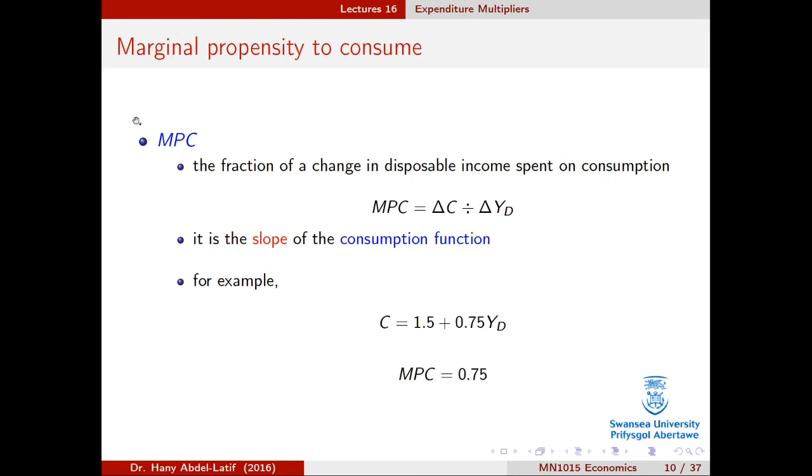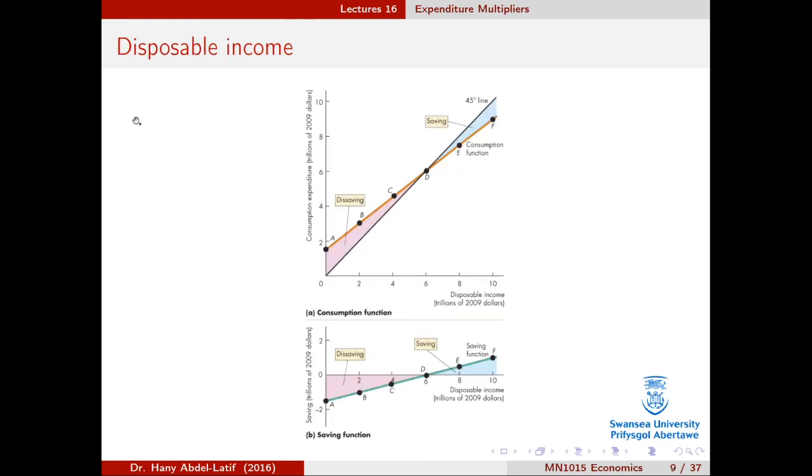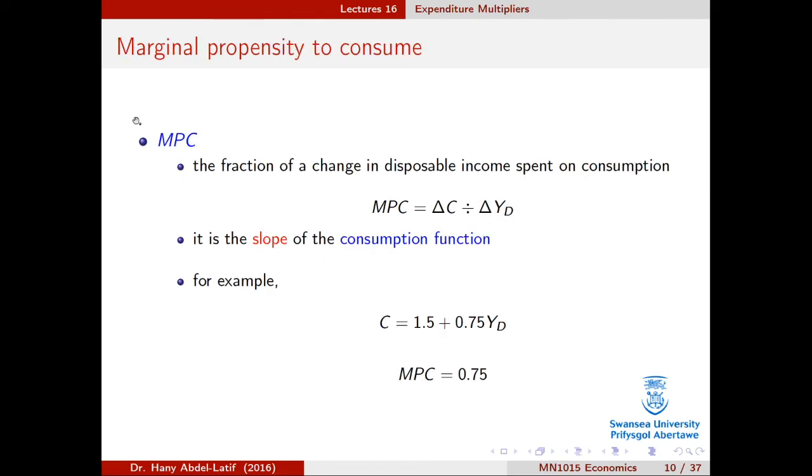So if you look back at the consumption function here, the slope of this line, the orange one in the top section, will tell you how much the marginal propensity to consume is. And this line could be represented in an equation like this. This is a linear equation. This is just an example: 1.5 plus 0.75 YD. So let's look at the equation very closely and see what we can learn from it.